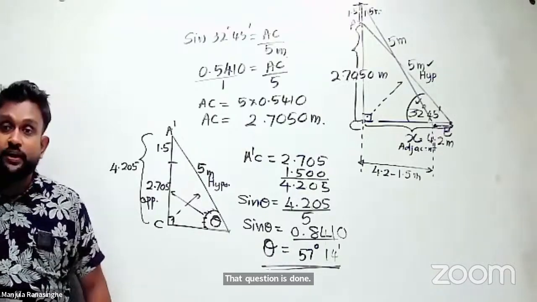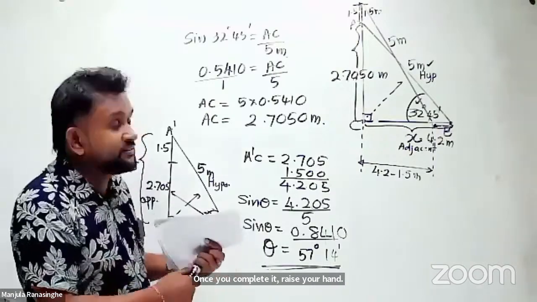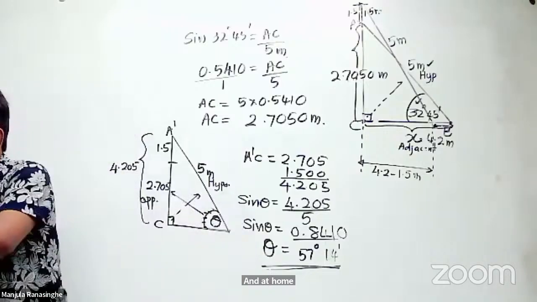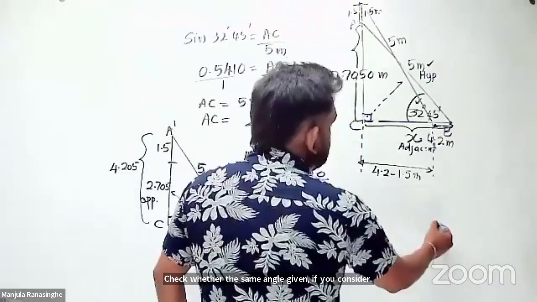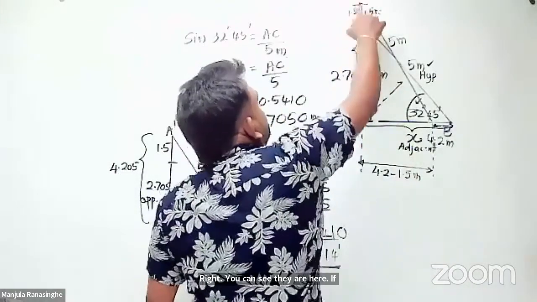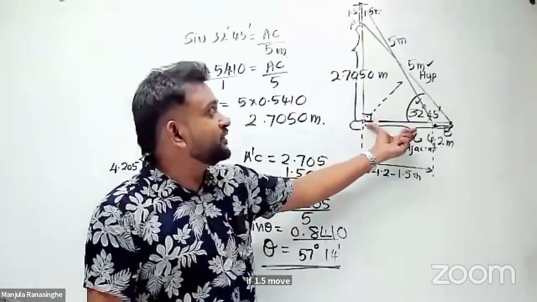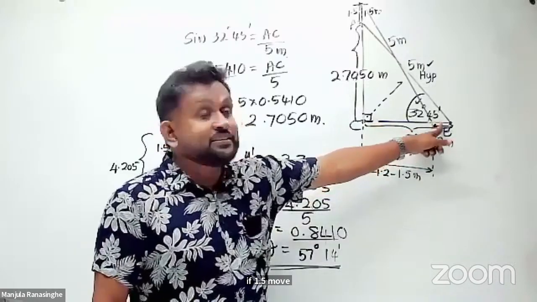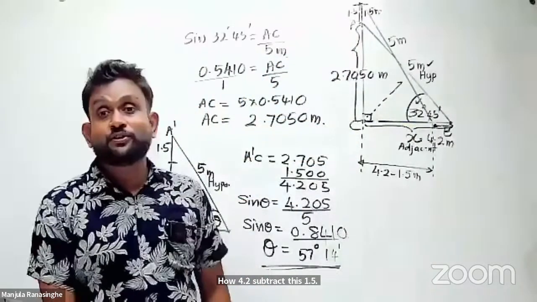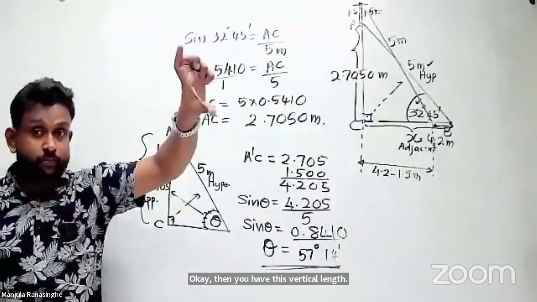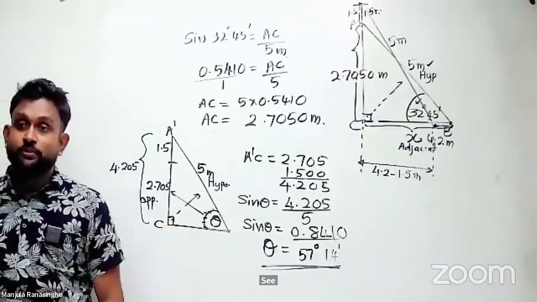Once you have completed, raise your hand. And at home, by looking at the second method, check whether the same angle is given. If you consider that if it moves 1.5 upward, he also comes in 1.5, then you can find out this length. How? 4.2 subtract this 1.5. Then you have this vertical length. Then you can apply the tan ratio, opposite side known, adjacent side known, and check whether the same answer is given.